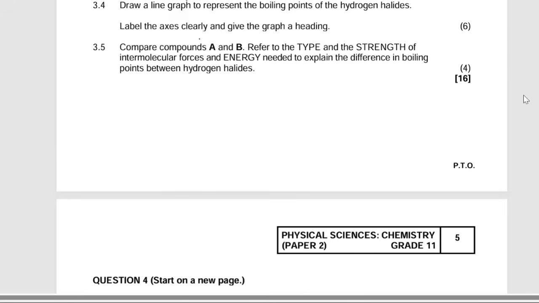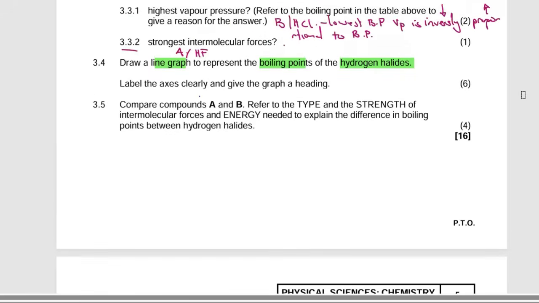Okay, so now we've been asked to draw a line graph to represent the boiling points of the hydrogen halides. Then we're supposed to label our axes clearly and give the graph a heading. So I'm going to say our heading there, boiling points of hydrogen halides. Right, so in terms of our graph, it's going to appear like this.